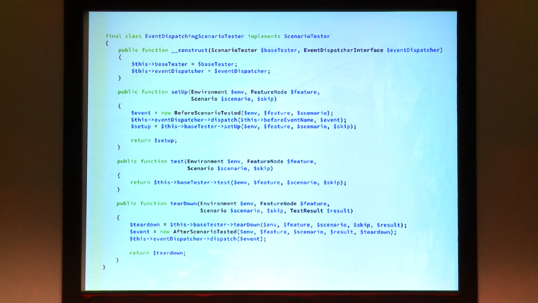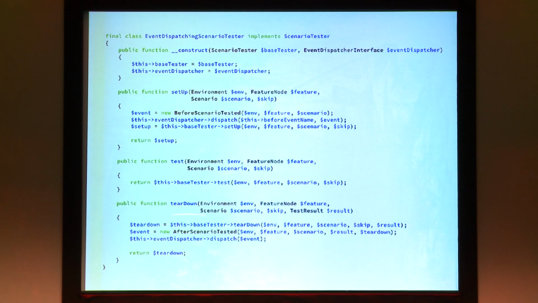And then you have those guys. So this is the event dispatching scenario tester. What does it do? It accepts a scenario tester, any other scenario tester, as a constructor argument, and an event dispatcher. When somebody calls setup on this guy, it creates a new event, dispatches it into the event dispatcher, and then calls the base tester setup and returns whatever it returns.